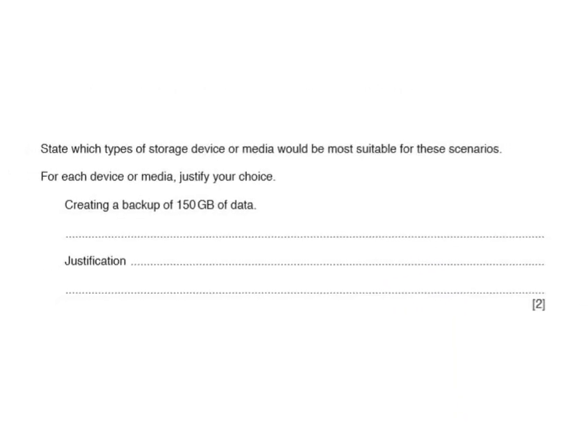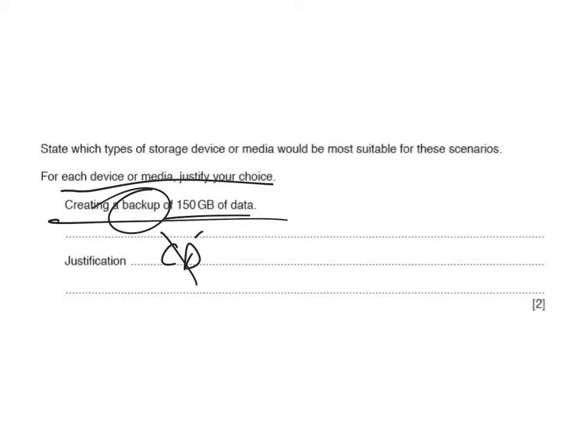Which type of media would be best to create 150 gigs of backup? So we need something that is removable if we're going to have a backup and with enough capacity. So a CD, not going to have enough data. We could have something that's large capacity, but we want something that's going to write quickly, so probably not optical media. So a good answer for this one, possibly an external hard disk drive.